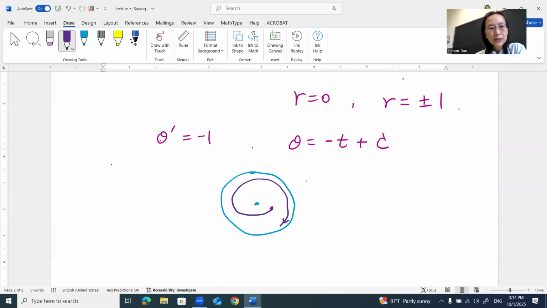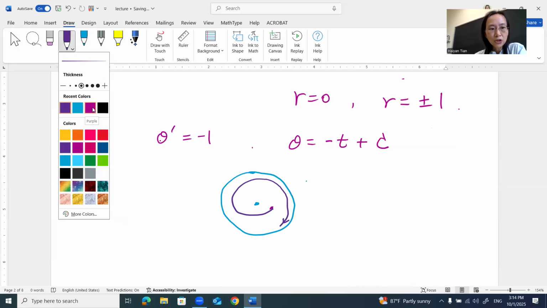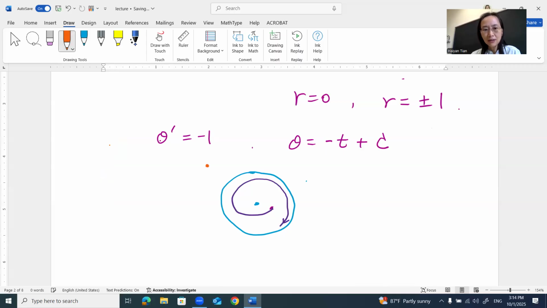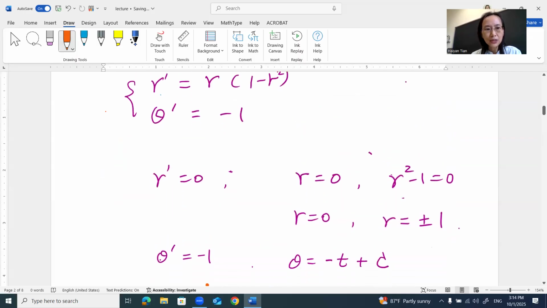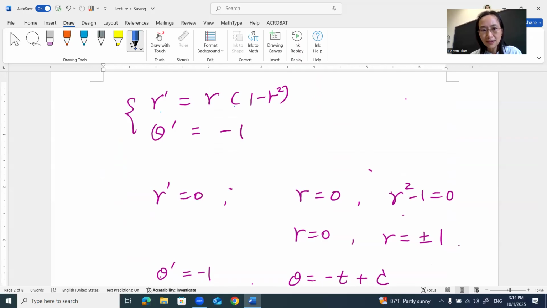And what about an integral curve that is outside the limit cycle? So let's imagine there is another integral curve for the differential equation system, starting at this point. Then what's going to happen? We know the governing equation here. So if r is outside of the unit circle, then r is bigger than 1. So r is certainly positive, bigger than 1.